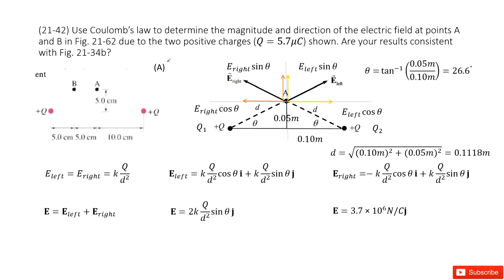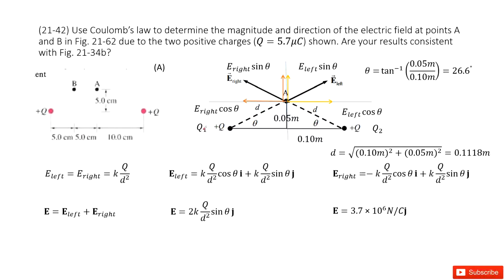Let's look at problem 42 in chapter 21. Chapter 21 is about electric charge and electric field. So we can see we need to determine the magnitude and direction of the electric field at points A and B in this system. So we can draw a picture for this system.